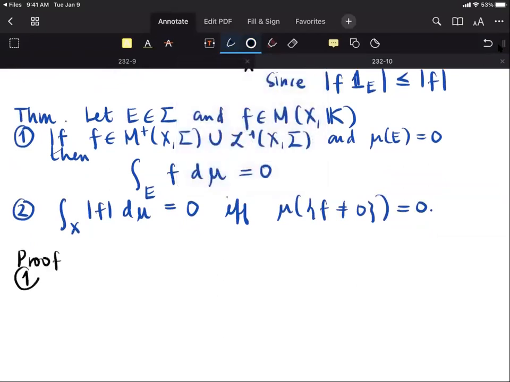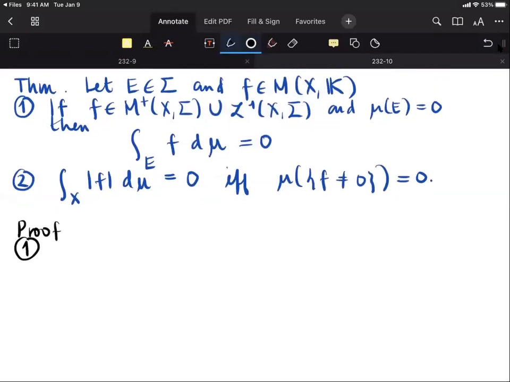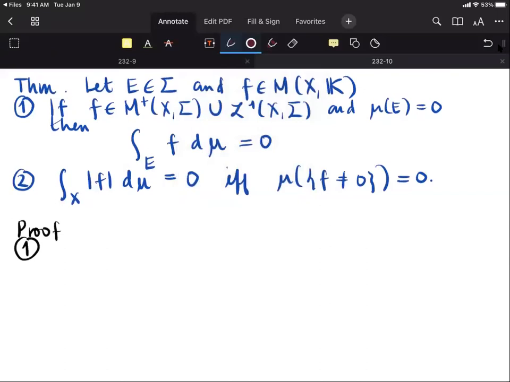So let us look at the proof, and let me emphasize here the main strategy in proving such properties for the Lebesgue integral. So first, let's start with the characteristic function case.